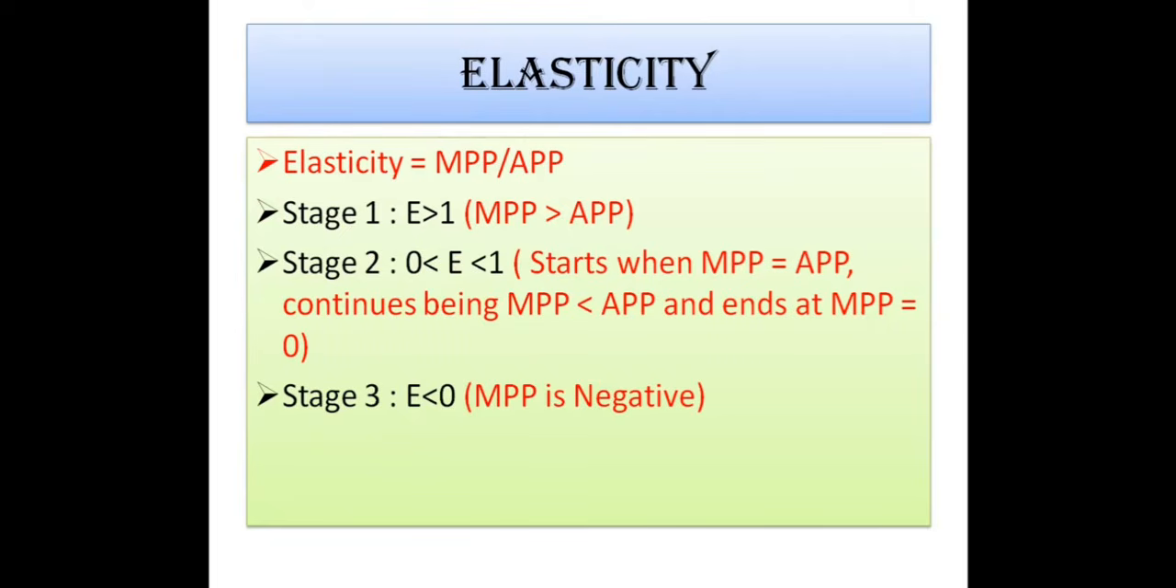Okay, got the trick to know? So there is no need to remember what is the elasticity value for the 3 stages. Only remember elasticity is equal to MPP divided by APP. Apply that and you can get your answer.